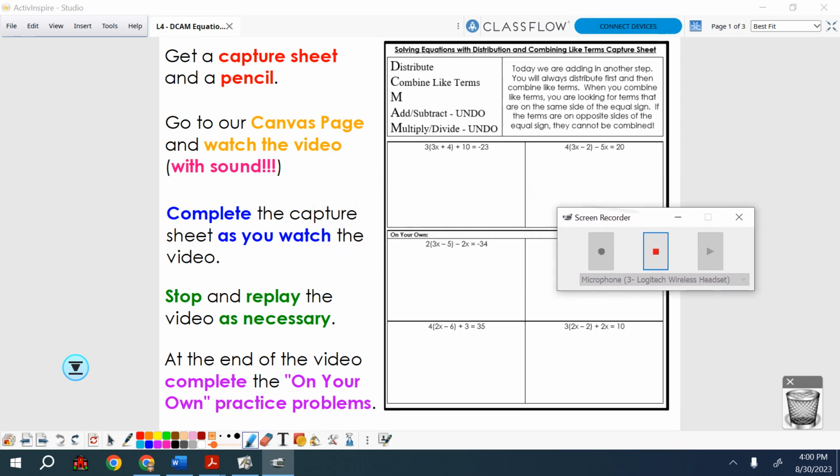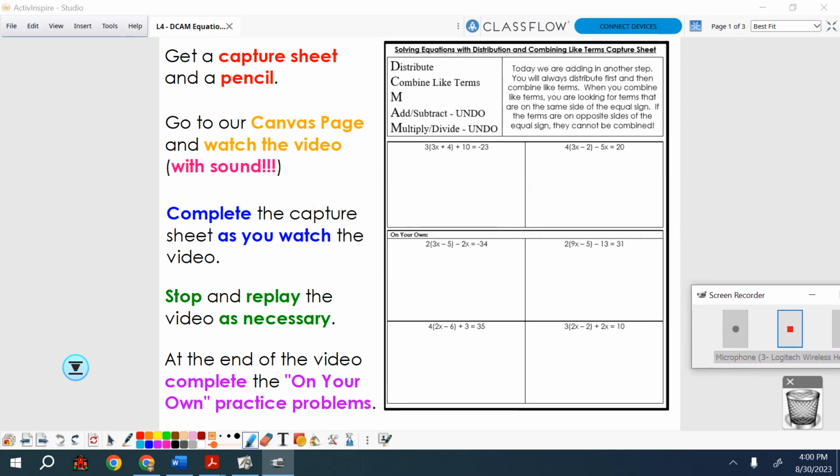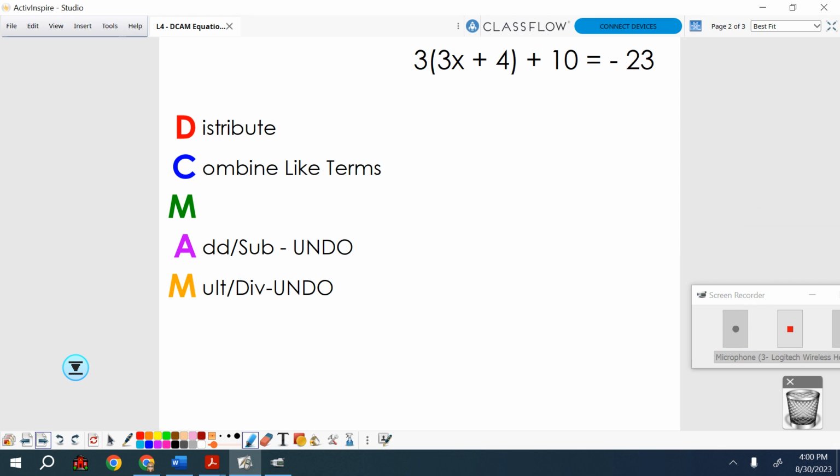So today we're going to be looking at solving equations that are a little more complex than the last ones we did. So you should have your capture sheet. And we're still going to use the same steps that we've been doing. If you look over here on the left, we have this DCAM. Okay, we've done problems where we had to distribute and then add and subtract and multiply and divide. So now we're going to add in an extra step, this combining like terms.